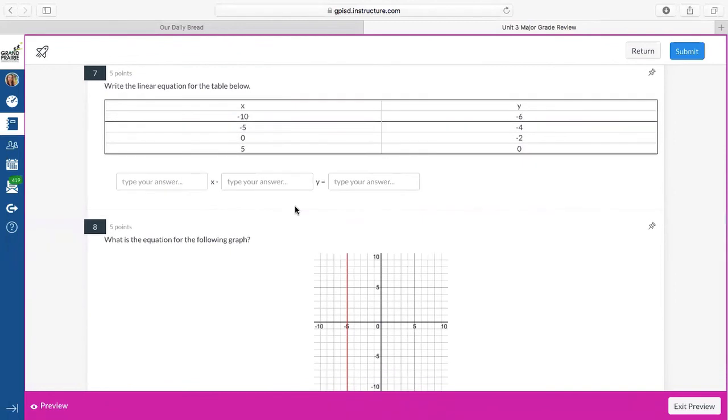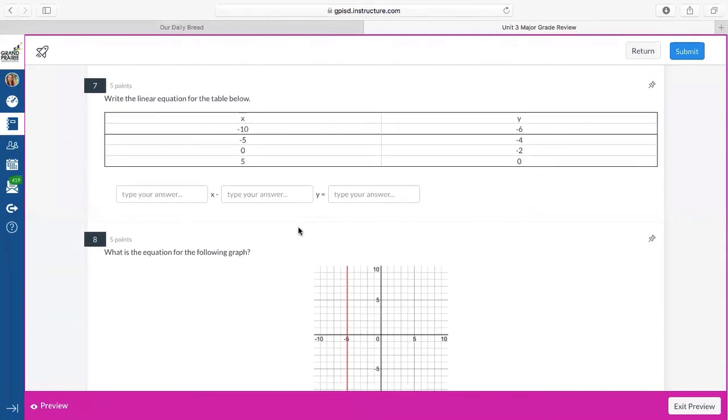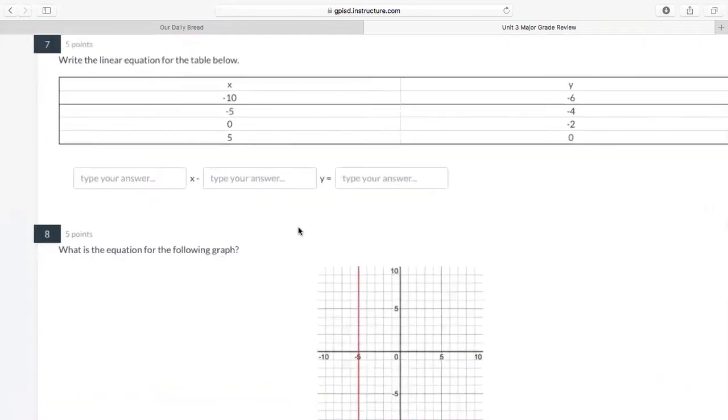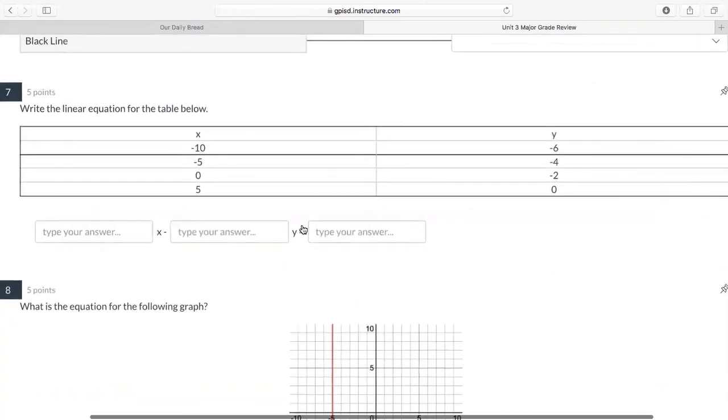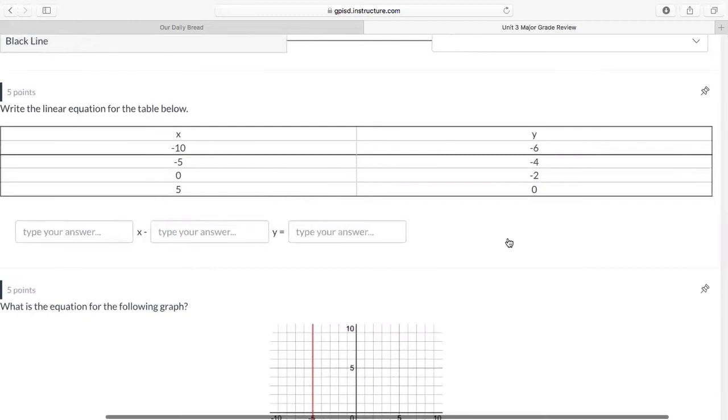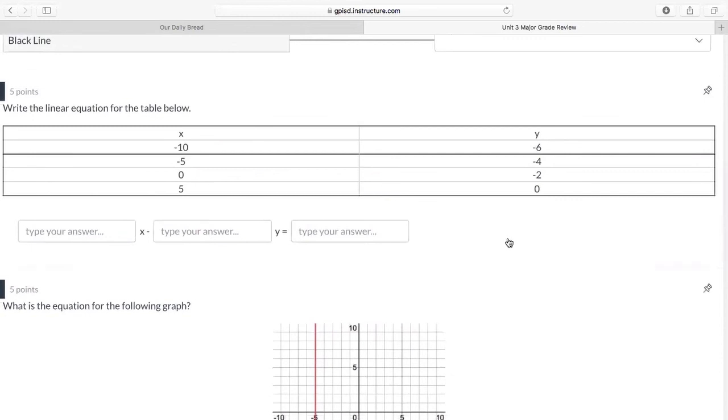Open number 7. All right, write the equation of the table below. So first we need to find our slope. Notice I have this in standard form. So we're gonna have to put a little bit more effort into it. Not really though. So let's start off with finding the slope. So find the slope and tell me what it is.